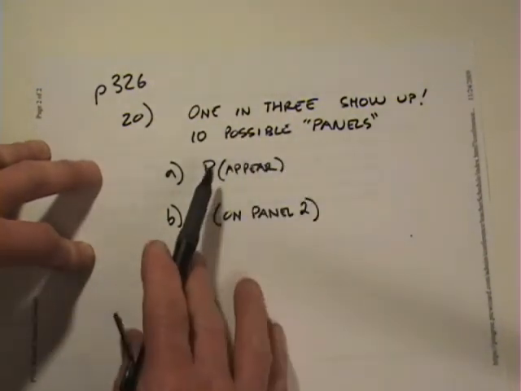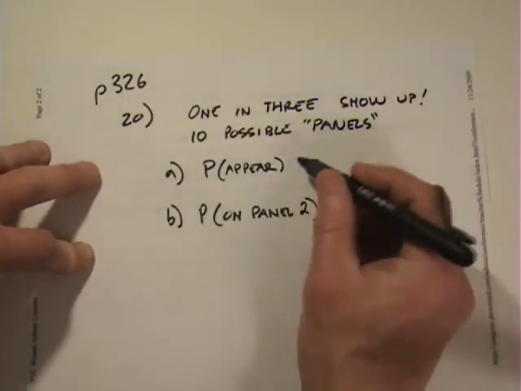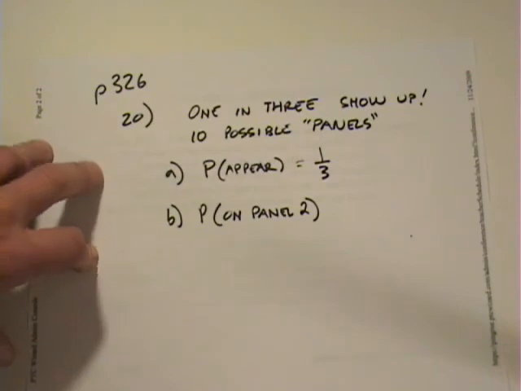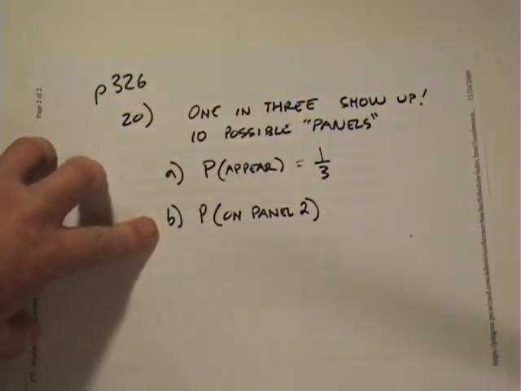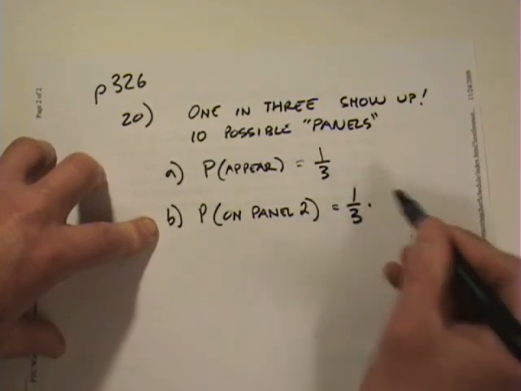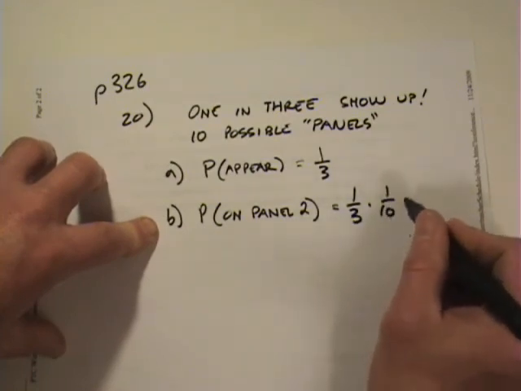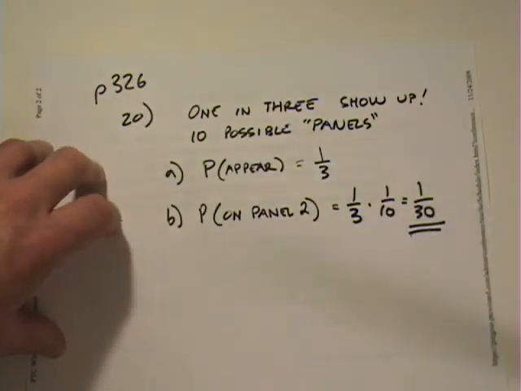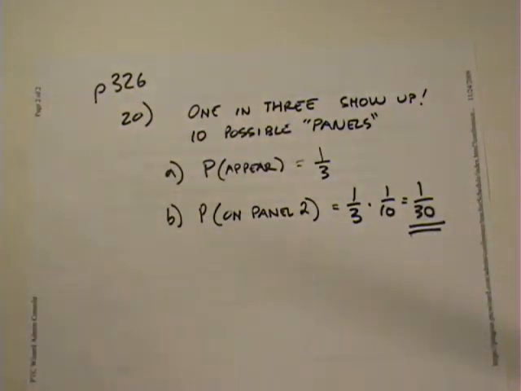Alright, so what's the probability that somebody appears? Well, that's pretty straightforward. That's just 1 in 3. Alright? But what's the probability that they wind up on panel number 2? That would be then 1 out of 3 times 1 out of 10. Okay? 1 out of 30 would be your total probability that any one person chosen for jury duty might wind up on panel 2. Alright? Good luck.